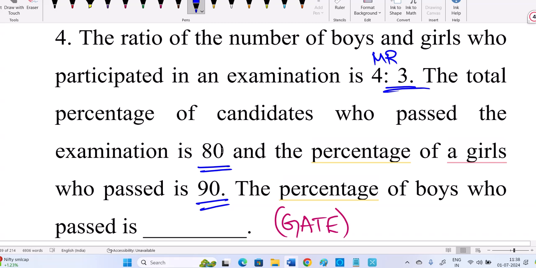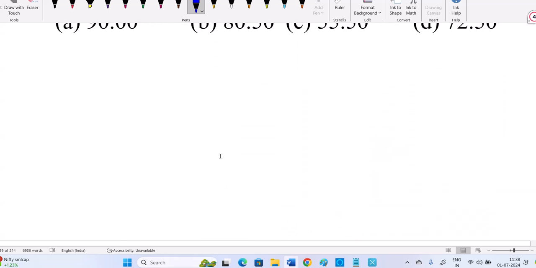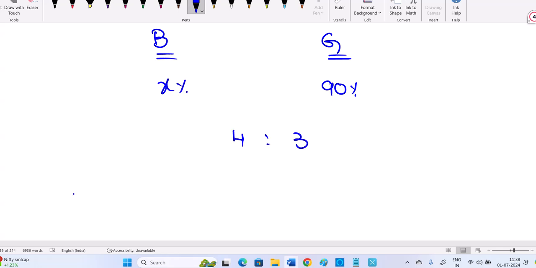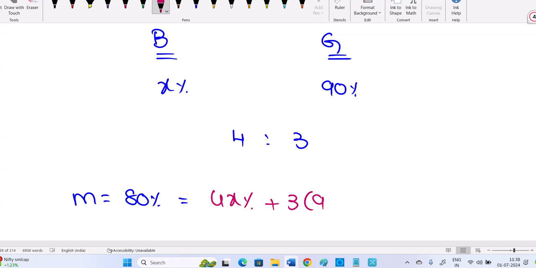Then boys who passed. The boys pass percentage you don't know. Girls pass percentage is 90%. Let the boys be X%. It is in 4:3. The mean value, the mixed value, is given. The overall percentage is 80, which they gave in the question already. So 80% is nothing but 4 into X percentage plus 3 into 90 percentage, divided by 4 plus 3.